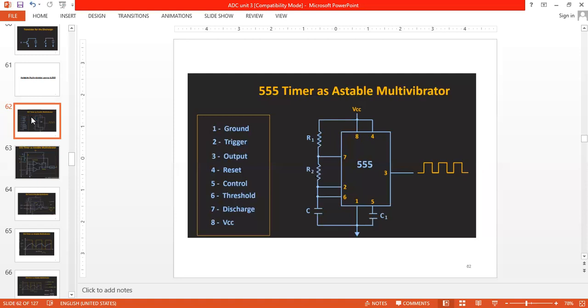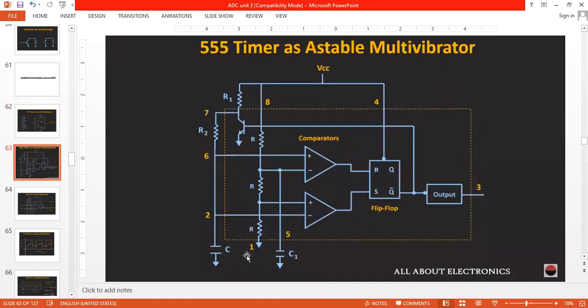First, how to connect the IC 555 timer circuit to form the astable multivibrator. This is the model. Last class we discussed pins 6 and 2: 6 is threshold, 2 is trigger. Here we connect the capacitor through the trigger circuit, which is the charging capacitor. Here we connect the capacitor C1, which defines the discharge capacitor with a smaller value, in nanofarads only. We also connect the discharge pin to this point.